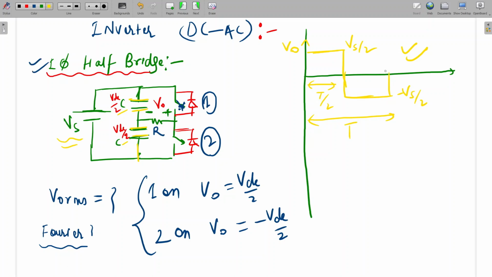So normally this cycle will take, at 50 hertz, 2 pi is equal to 50 hertz, means 20 millisecond. 50 hertz means 20 millisecond. So what is the Fourier of this one?